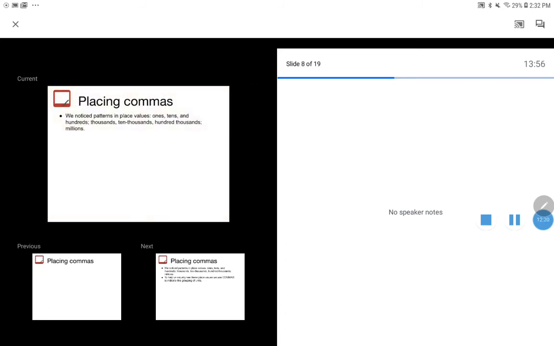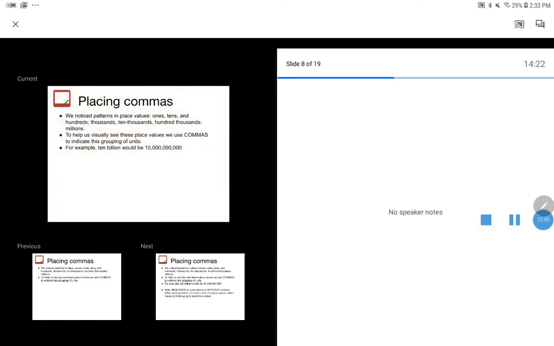Alright, so we talked about the patterns of place values, about ones, then tens, then hundreds. Then we move to thousands, 10,000s, 100,000s, and millions. So what do we use to help us separate those groups of hundreds, tens, and ones? Commas. Yeah, we use commas in between to help.